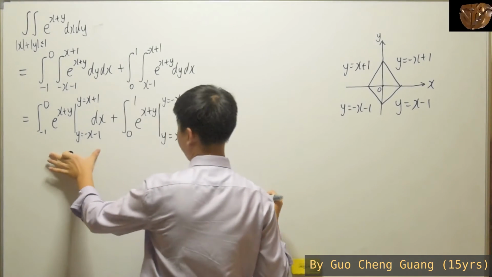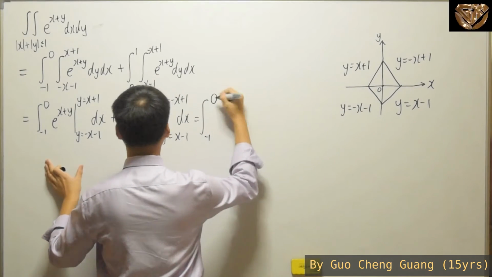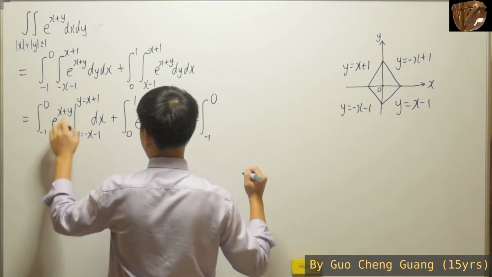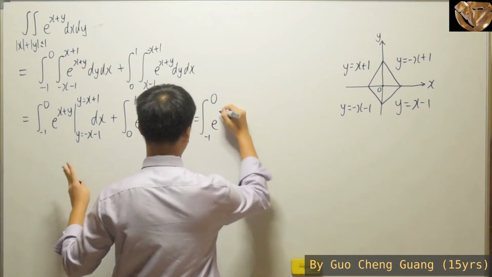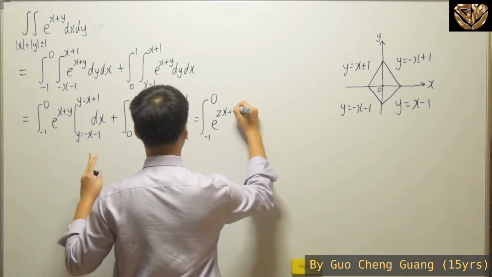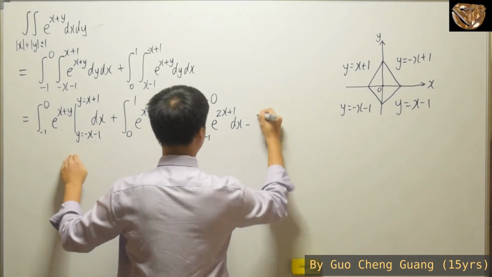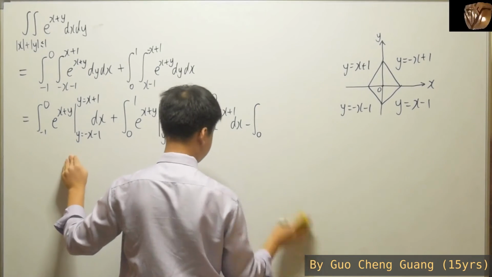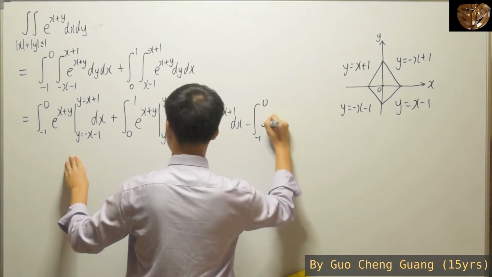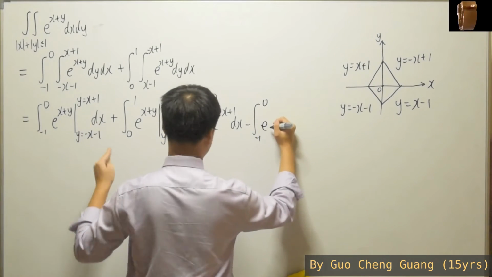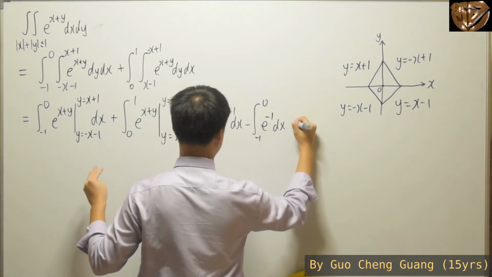So, in your first term, you can split it into two separate terms. And the first one that you're going to see is e to the power of x plus x plus 1, or just e to the power of 2x plus 1, then dx. For the second term, that would be e to the power of x minus 1, which is e to the power of negative 1, then dx.